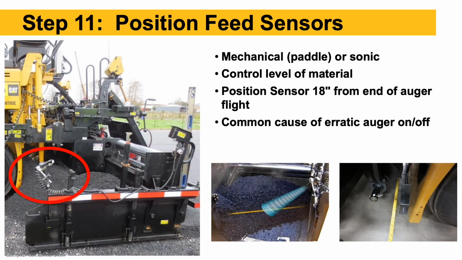So again, if it's a paddle sensor, I want it about 18 inches from the end of the auger flight. If it's a sonic sensor, I want to estimate where that beam is aiming. A lot of times I'll get a tape measure out and just hold it on the sensor so I can see where that sound beam is pointing. And I want that about 18 inches from the end of the auger flight as well. So it doesn't matter, mechanical or sonic. Aim it 18 inches from the end of the auger shaft.